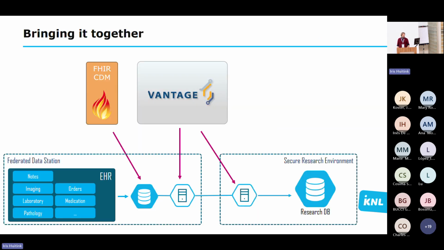For those of you who are not as familiar with federated learning, this is roughly what that could look like. If you have a secure research environment on the right, you can send across an algorithm that is executed on the federated data station, and the results of that analysis are returned. If possible, this can be completely de-identified. If necessary, you can still use and share identifiable patient data.